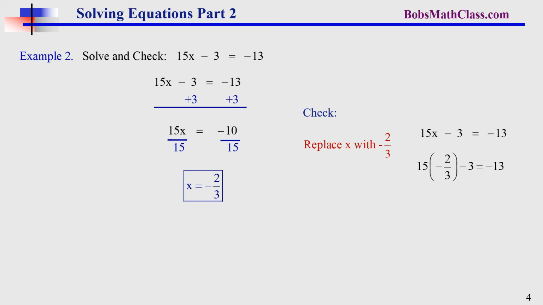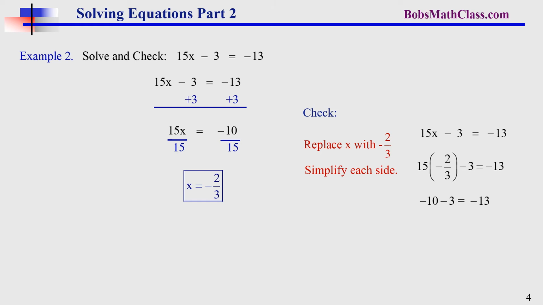So on the right side, there's nothing to do because we have negative 13. But on the left side, we have multiplication and subtraction. So we're going to do the multiplication first. 15 times negative 2/3. That answer will be negative because a positive times a negative is negative. And you can use your calculator to multiply or reduce. 3 goes into 15 5 times. And then 5 times negative 2 is negative 10.